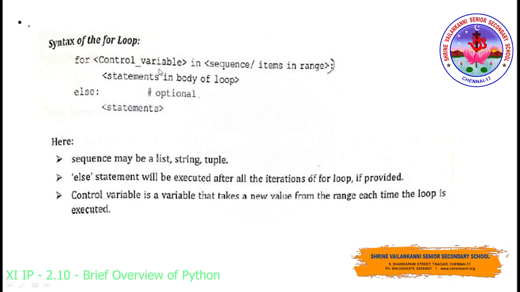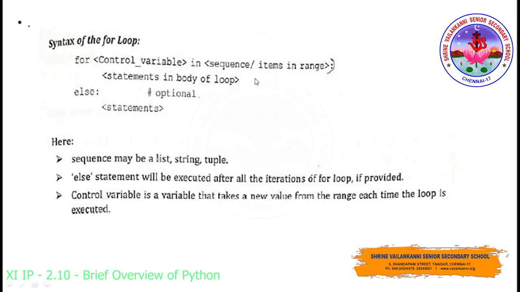So: for control variable in sequence or items in a range. The control variable is the variable you assign, and you check whether the values are present in the sequence by using the in operator. So in is an operator over here, and each and every value which you give in the sequence will be assigned to this particular control variable. This is how the for loop actually works.